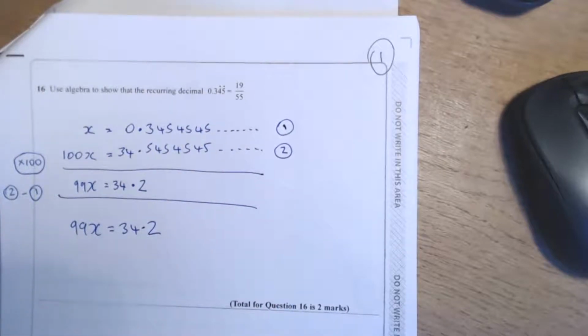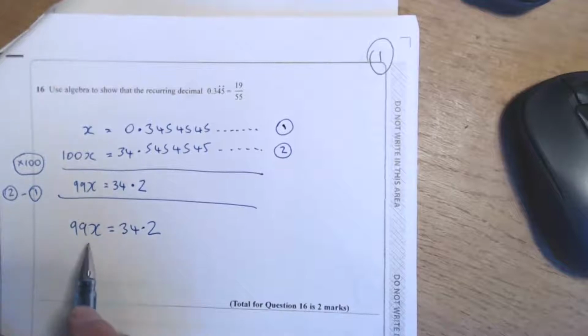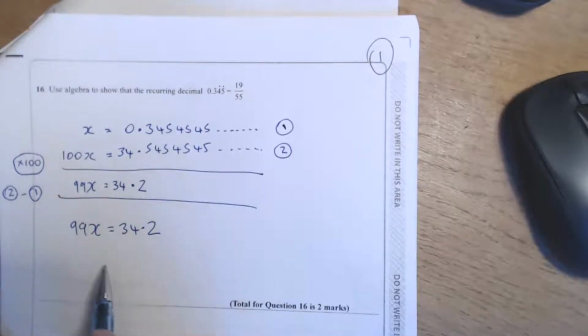And we're just going to have to rearrange this. Now, it's a bit of a nicety here. It's probably not essential, but I'm not too keen on dividing by 99 at this point.